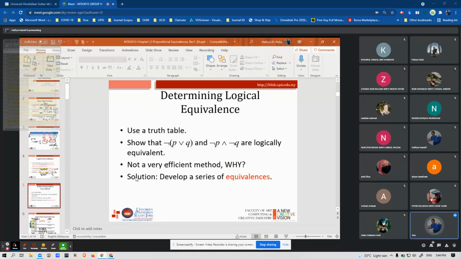Okay, determining the logical equivalence. First, you need to use the truth table. Secondly, show that proposition 1 and 2 are logically equivalent in the truth table. Okay, not a very efficient method. Why?